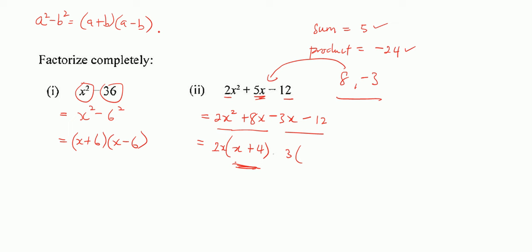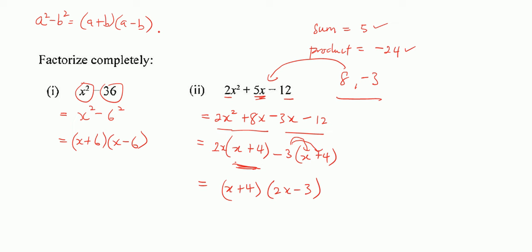So if I put minus here and x plus 4, minus 3 multiplied by x will give me minus 3x, and minus 3 by plus 4 will give me minus 12. So that is good. And therefore the final answer will be x plus 4, which is a common factor here, and then you're going to put 2x minus 3, right? And that is how you factorize 2x squared plus 5x minus 12.